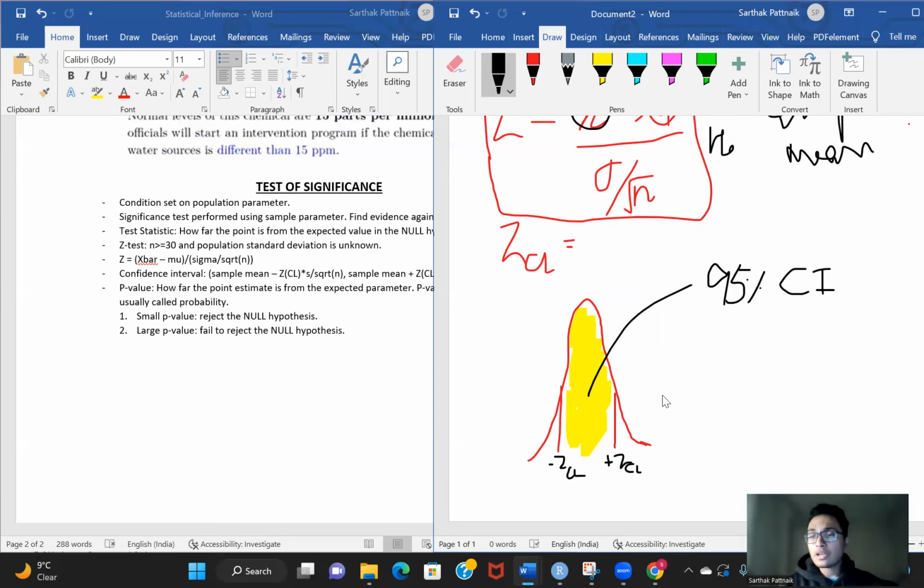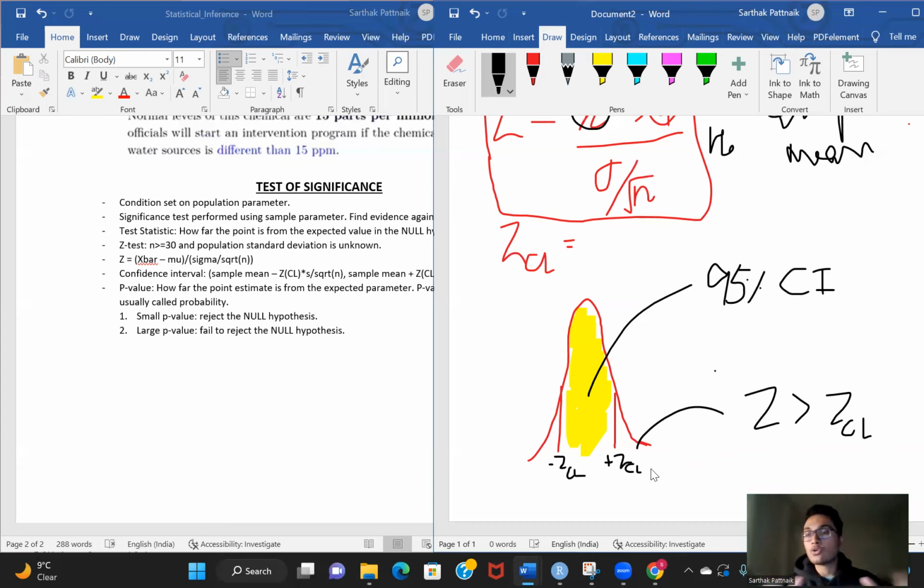So depending on whether I'm doing a one-sided test, and in a one-sided test whether I'm taking the greater than side or the less than side, if I have to find evidence for, let's say, mu is greater than 0, then we will consider the right hand side and we will say if z is greater than zcl, then my alternate hypothesis, or my evidence against null hypothesis, will be proven true and I can reject the null hypothesis.